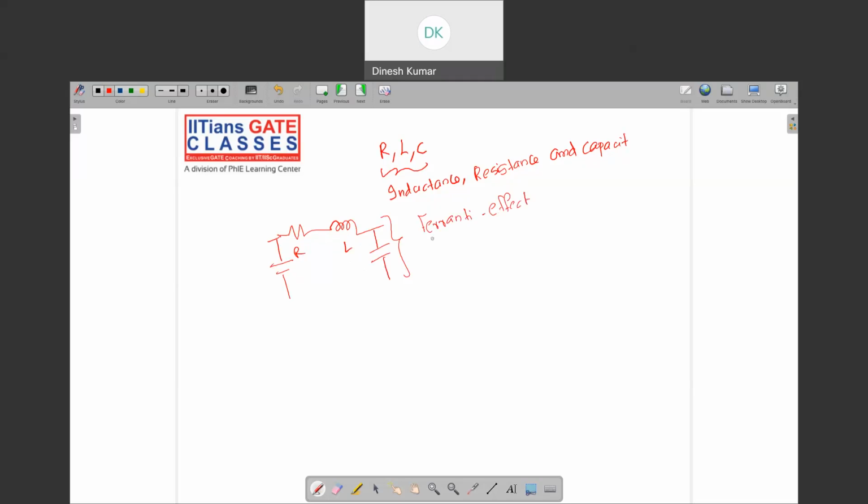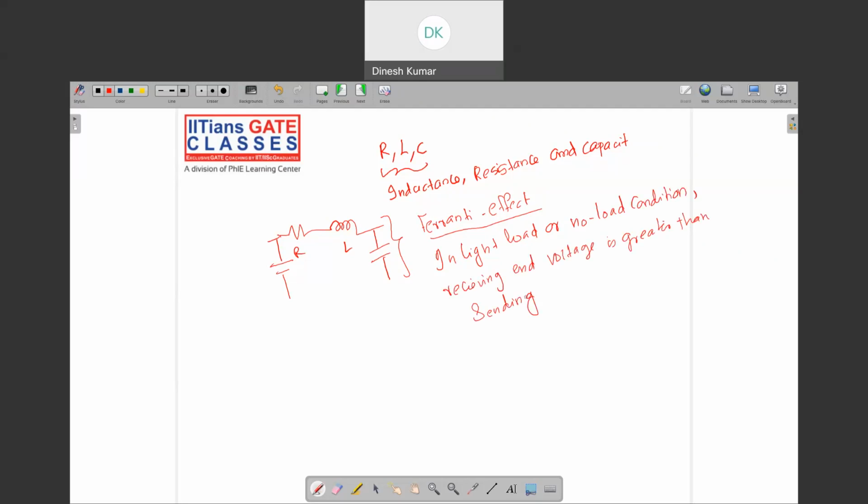The effect basically says that in a light load or no load condition, the receiving end voltage is greater than the sending end voltage. So this particular phenomenon is known as the Ferranti effect.